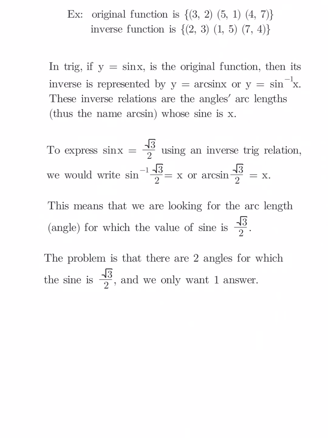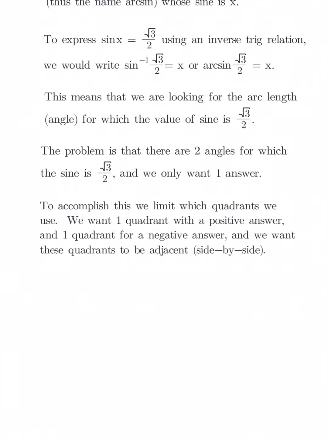The problem is that there are two angles for which the sine is radical 3 over 2, and we only want one answer. In order to accomplish this, we limit which quadrants we use. We want one quadrant for positive answers and one quadrant for negative answers. And we want these quadrants to be adjacent, which means side by side.